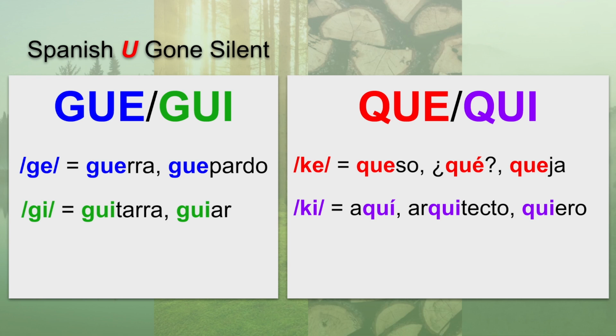There is one occasion in which the letter U does not make a sound, and that's to maintain a certain pronunciation after the letters G and Q. So G-U-E, G-U-I is going to make ge or gi: guerra, guepardo, guitarra, guiar. And then Q-U-E and Q-U-I is going to make que or ki: queso, queja, aquí, arquitecto, quiero.